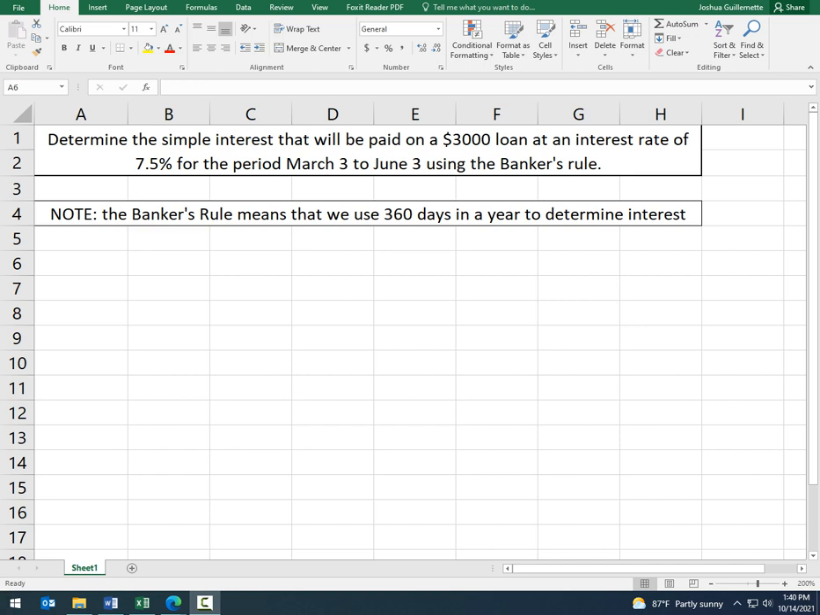Hello, Dr. Gamet coming at you, and I just wanted to do a simple interest problem where we use the United States rule or banker's rule. All right, so I just want to jump right into the example.